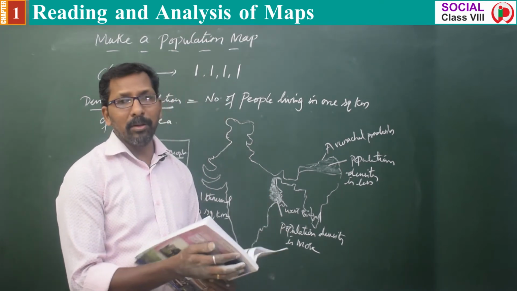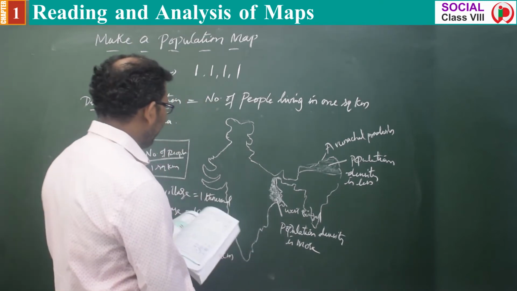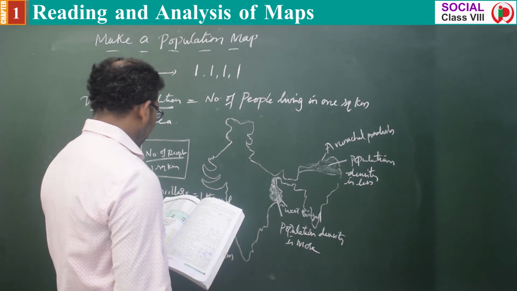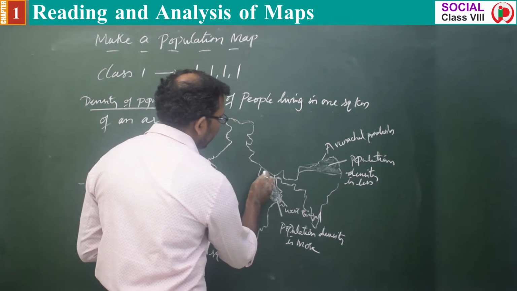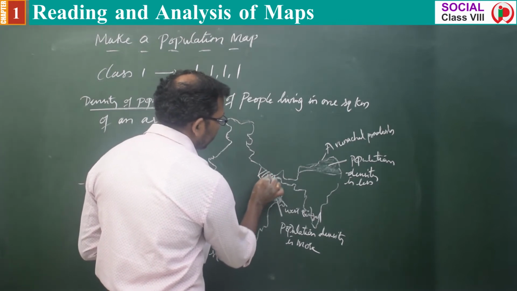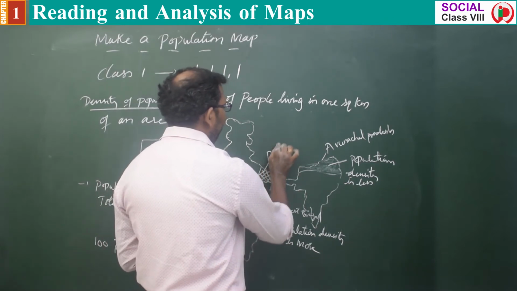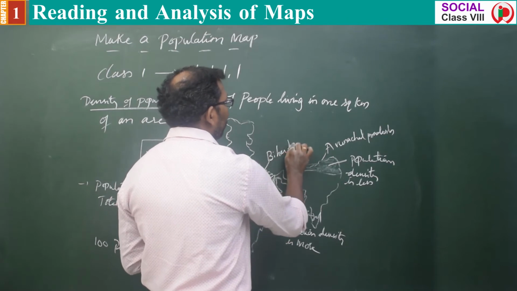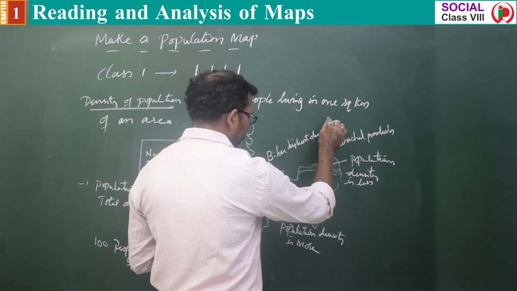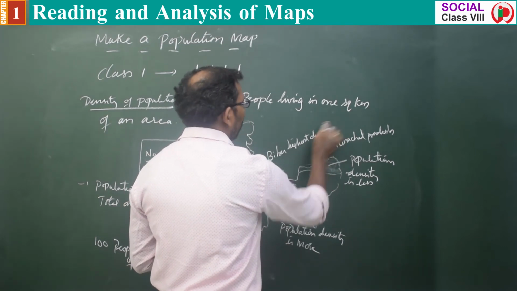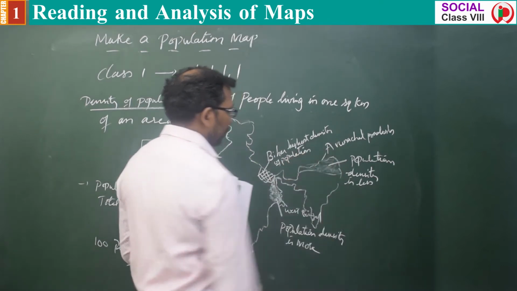Now, from the above table, which particular state has the highest density of population? Which state? Bihar. So, Bihar, right? I'm just not shading, I'm just drawing like this. So with that you can understand that yes, it has the highest density of population. Bihar, highest density of population.